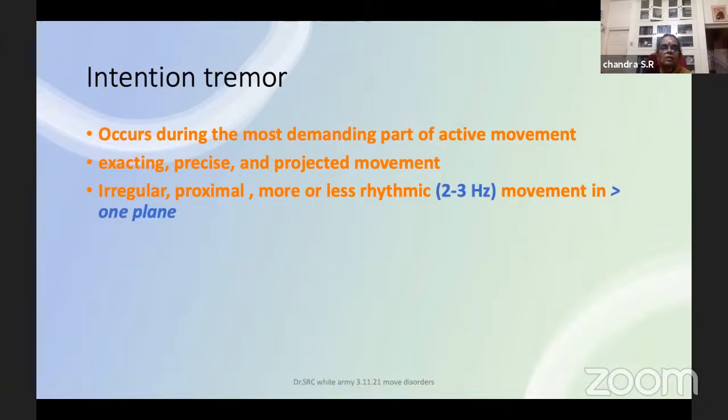And it is a proximal movement. Intention tremor is not a distal tremor, it's proximal. So the whole body goes like this. So it's an irregular, proximal, more or less rhythmic movement. We should not call all the clumsiness the patient shows as intention tremor. It's a proximal tremor. So the whole body moves to and fro.